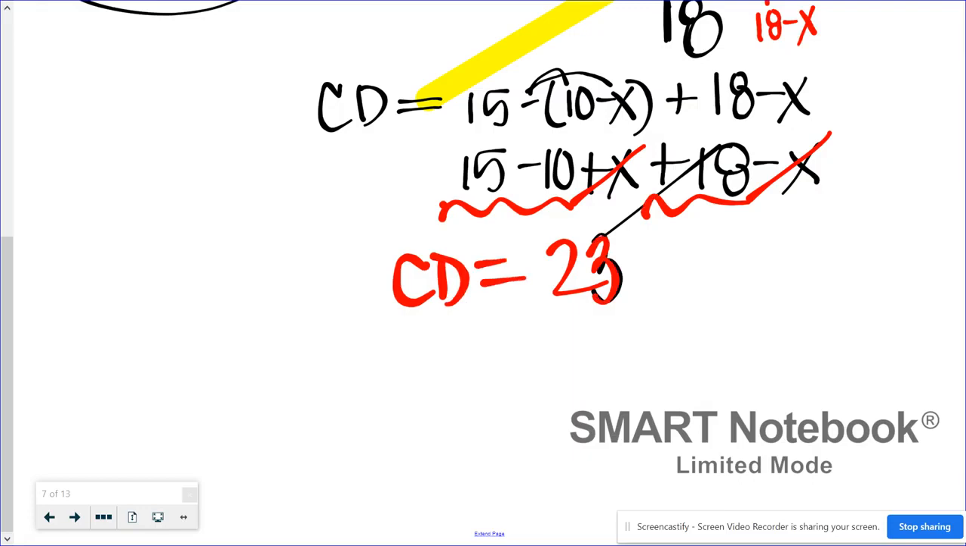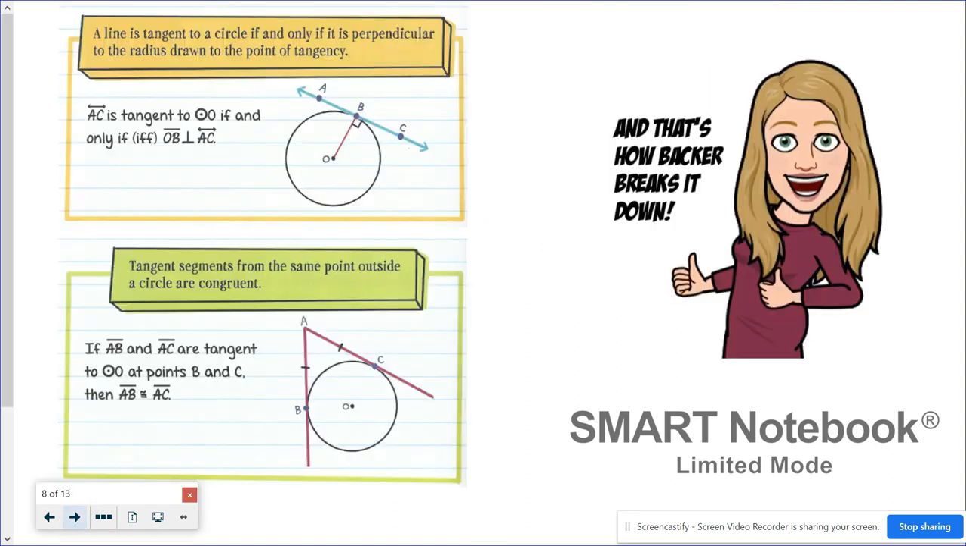So they call that a walk-around problem, but ultimately we found the length of CD using our two-tangent theorem. The two-tangent theorem says that tangent segments drawn from the same external point are congruent, and then of course the tangent is perpendicular to the radius, and that's how Bakker breaks it down.